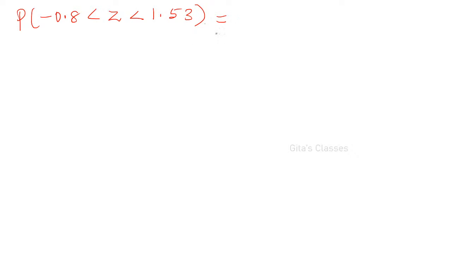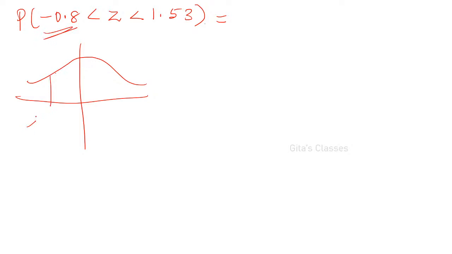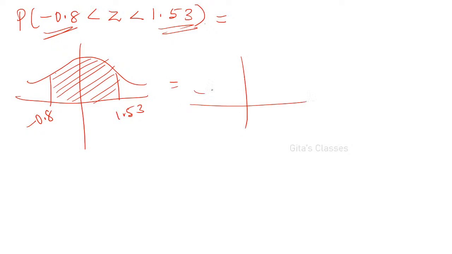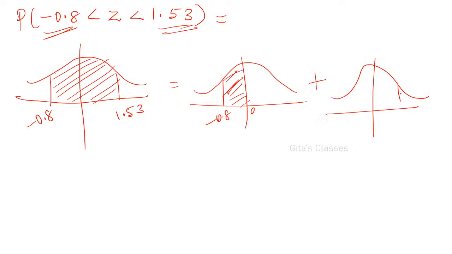So this is equal to, actually, whenever you draw this, it will be very easy. Draw the region. This is minus, therefore it is on the left hand side. So minus 0.8 and plus 1.53. So this is the area, the probability that minus 0.8 less than z less than 1.53. I can split this into two: one is minus 0.8 to 0, that is this area, plus this is 1.53.